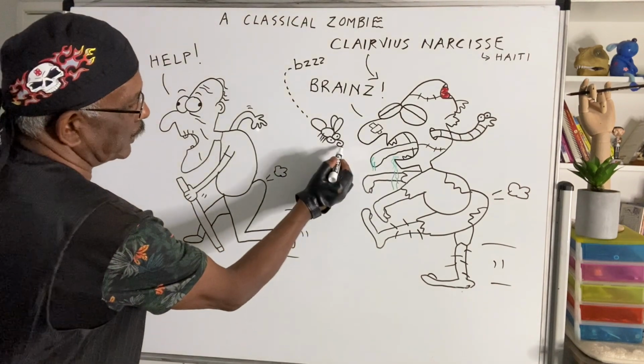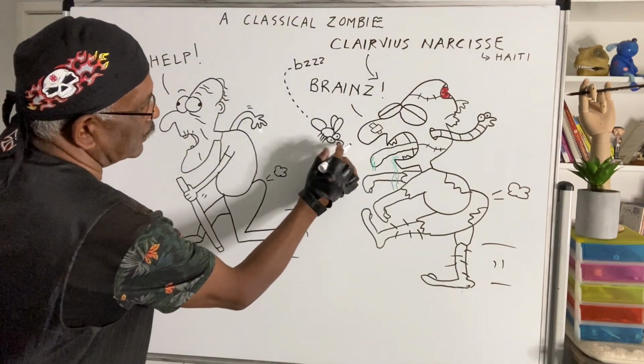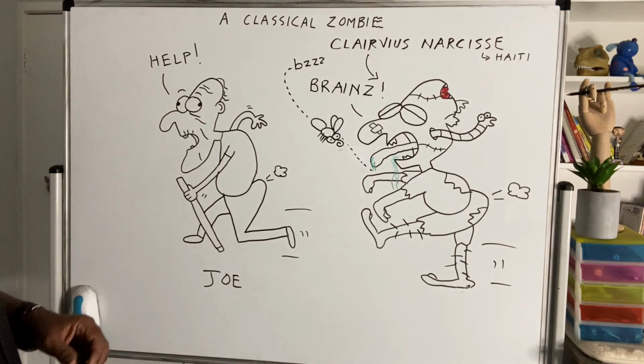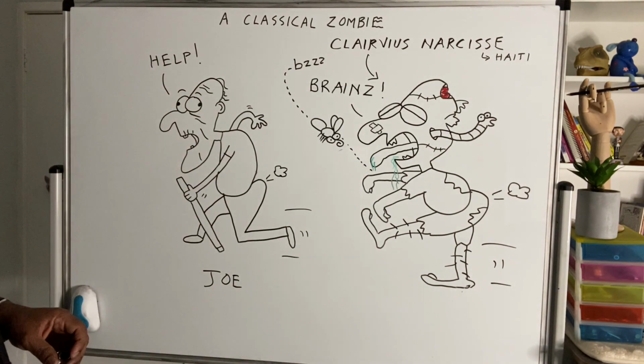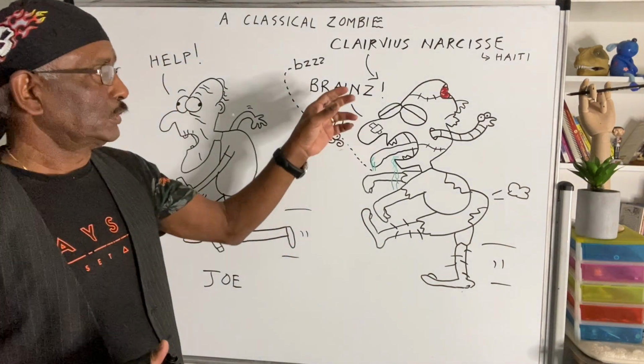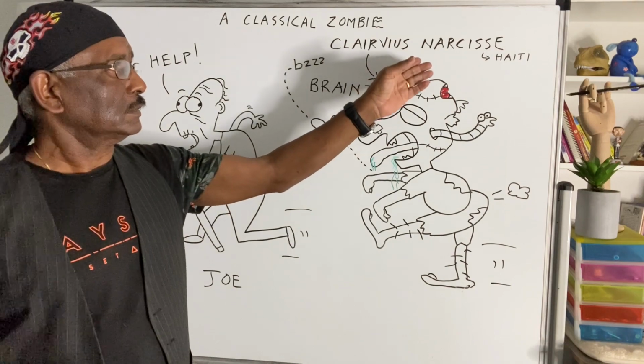Must be some juicy stuff up there. He's eyeing the stuff up there. Looking at stuff. Ooh, that's good. Pretty good stuff for the flies. Okay, simple fly. Okay, so this is a classical zombie. So look up the history of a story about Clavius Narcisse, right?